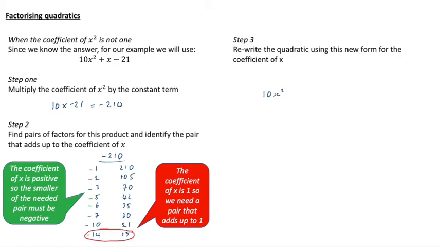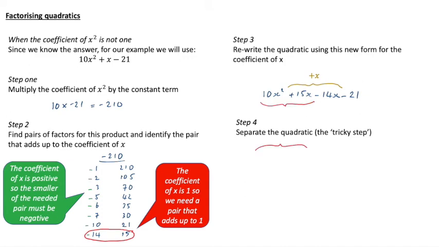So we have our 10x squared, of course, but now instead of writing 1x or just x, we're going to write that as plus 15x take away 14x. So we've split it into 2 bits, and that all adds up to plus x. And then we have our minus 21. Now we have to separate the quadratic, which is the tricky step I mentioned before.